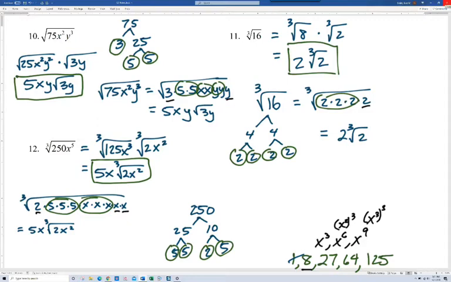I'm going to go ahead and stop the video here, and I'll do a second video to finish things out where we'll be looking at division.